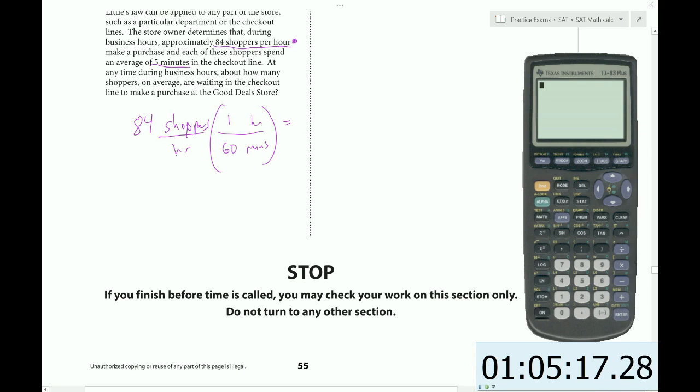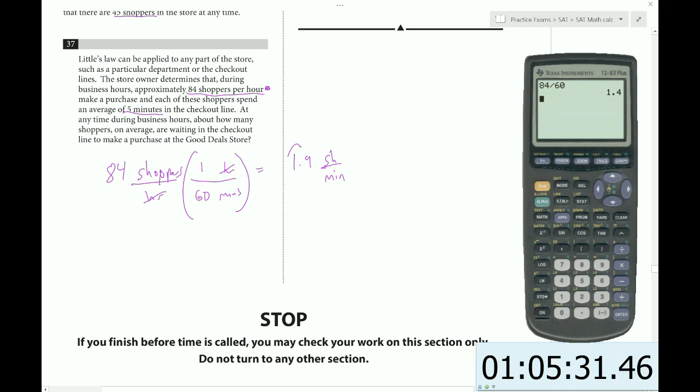So it turns out we're going to need to divide 84 by 60. Calculator will help with that. 84 divided by 60 gives 1.4 shoppers per minute. And we have that for 5 minutes. We multiply according to Little's Law, and we end up with 1.4 times 5, which is 7 shoppers. So the answer would be 7.